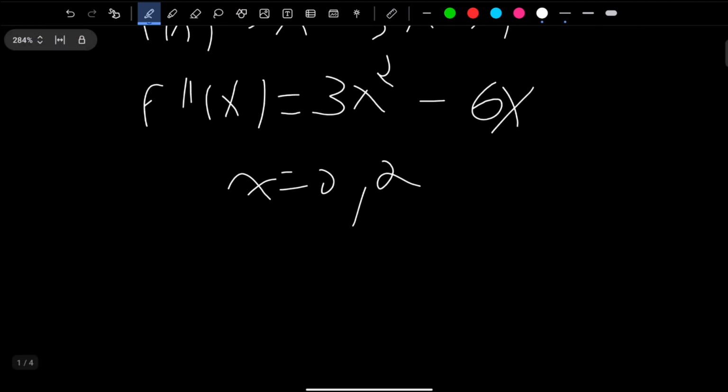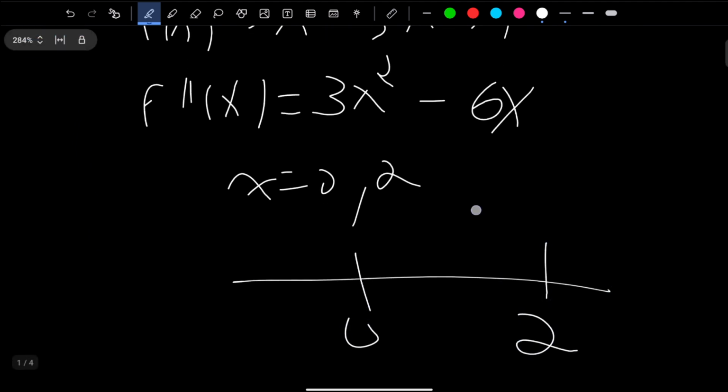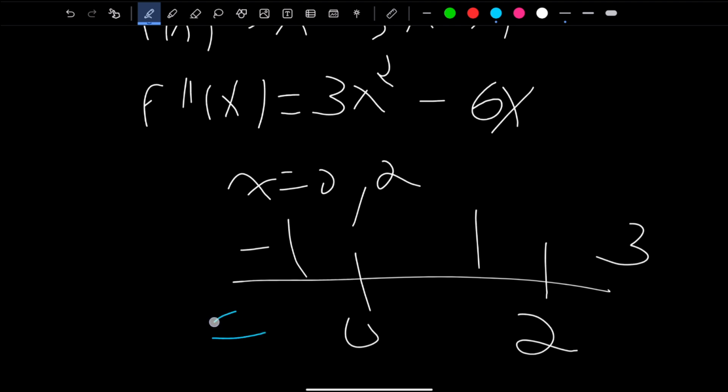Now what do we do with these? Make another chart, 0, 2, plug in like a 1, a 3, a negative 1. And then with this we find our concavity. Go ahead and pause the video to figure this out. So we find that this is negative, positive, and then we find that there is a local minimum at 2. So this is also positive.